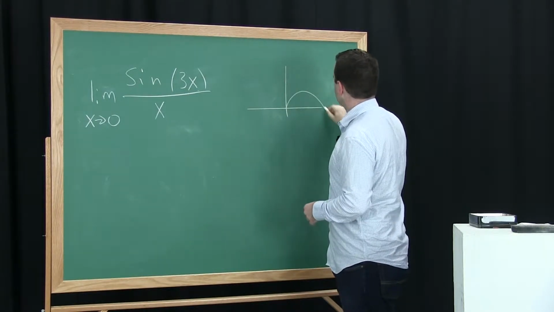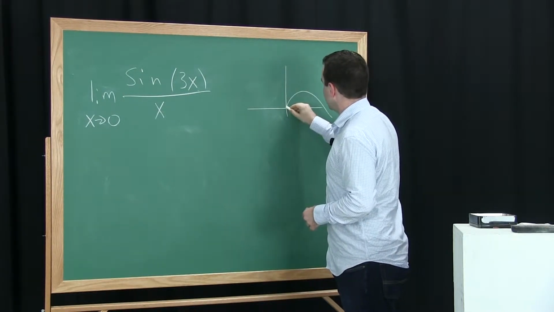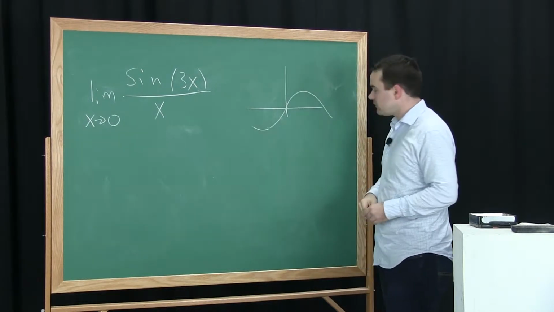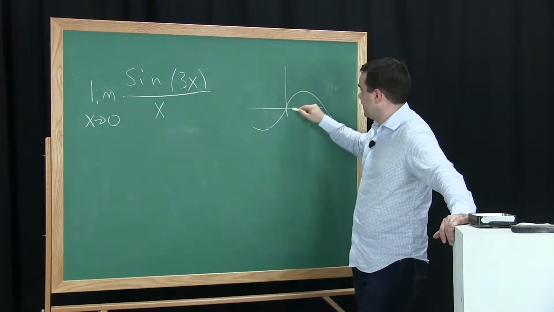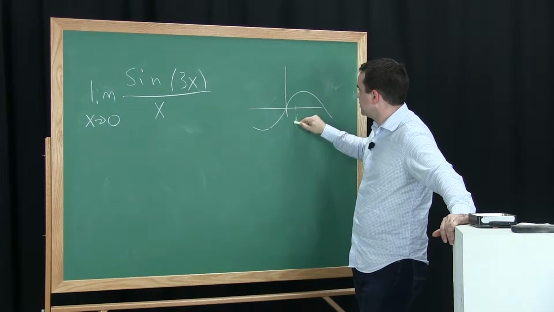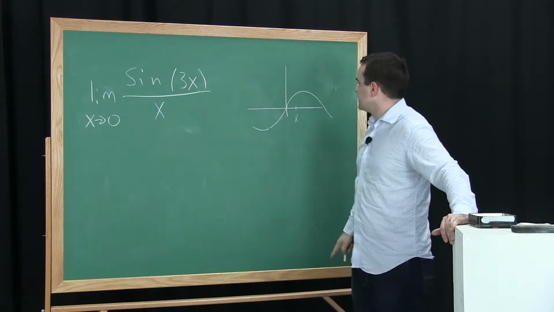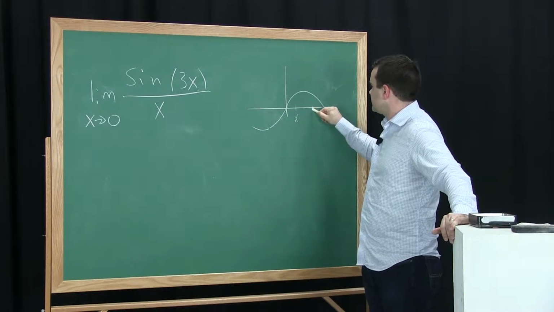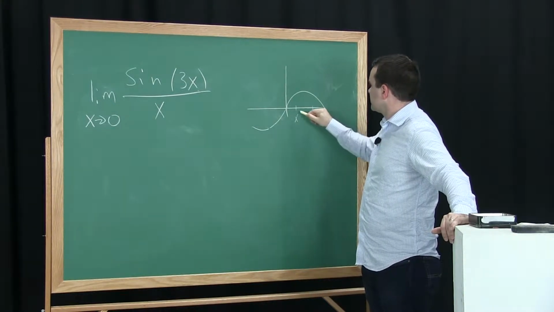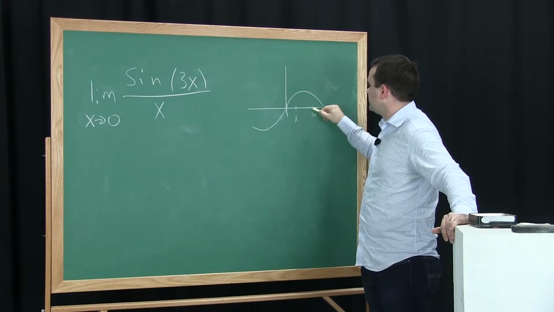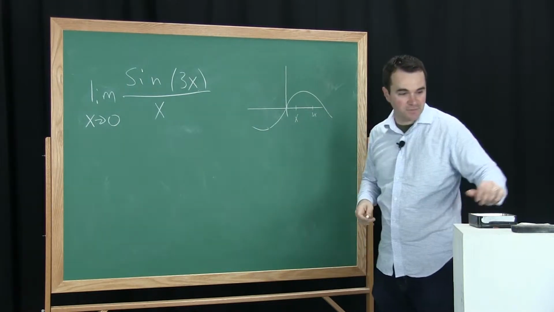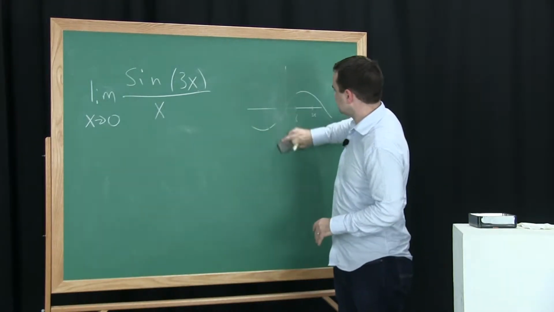If you think of the graph of sine of x, and you looked at sine of x over x, then here you'd have some x, and here you'd have the y value. But if you look at sine of 3x over x, then here's 3x. So you're taking this y value and dividing it by that x value. So what happens?